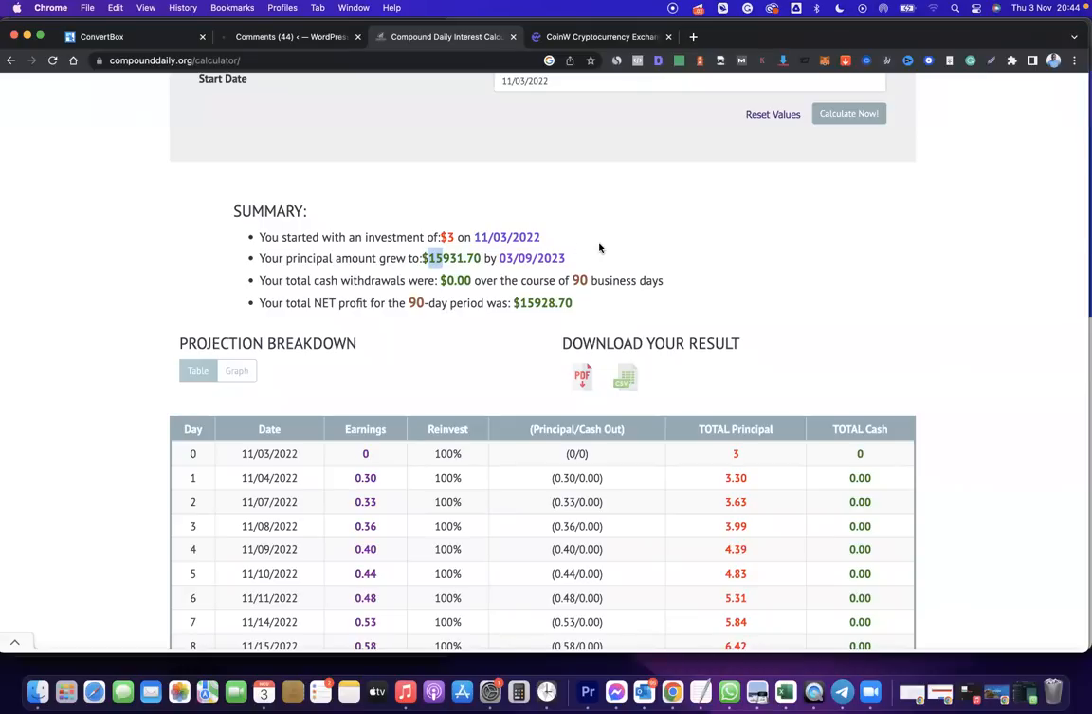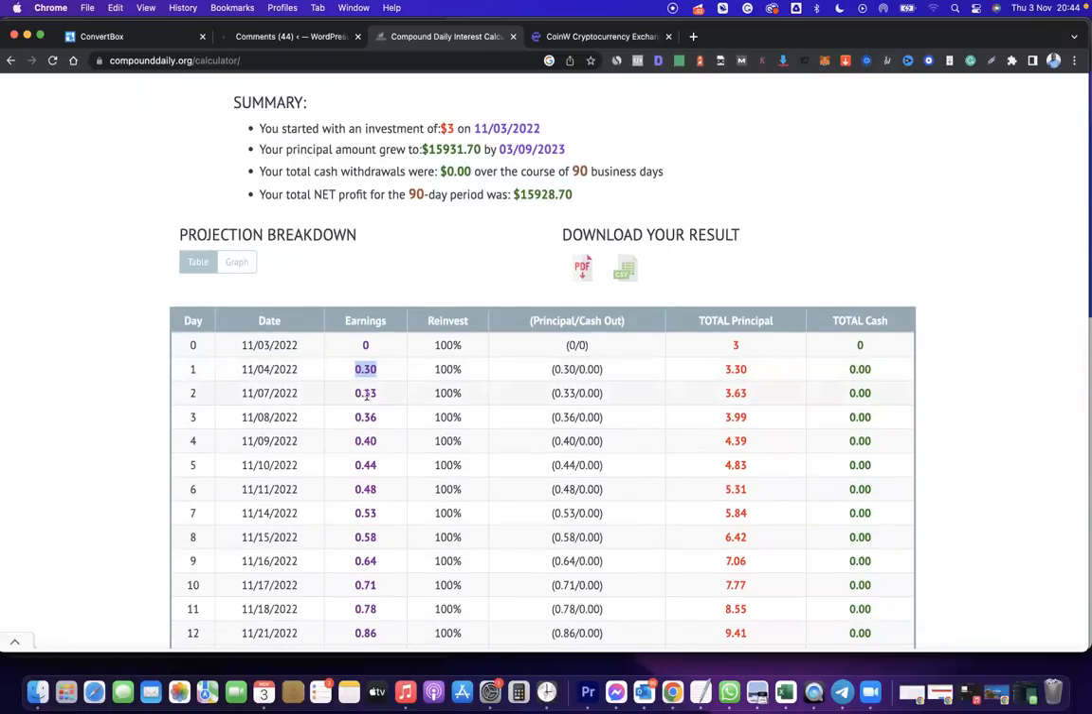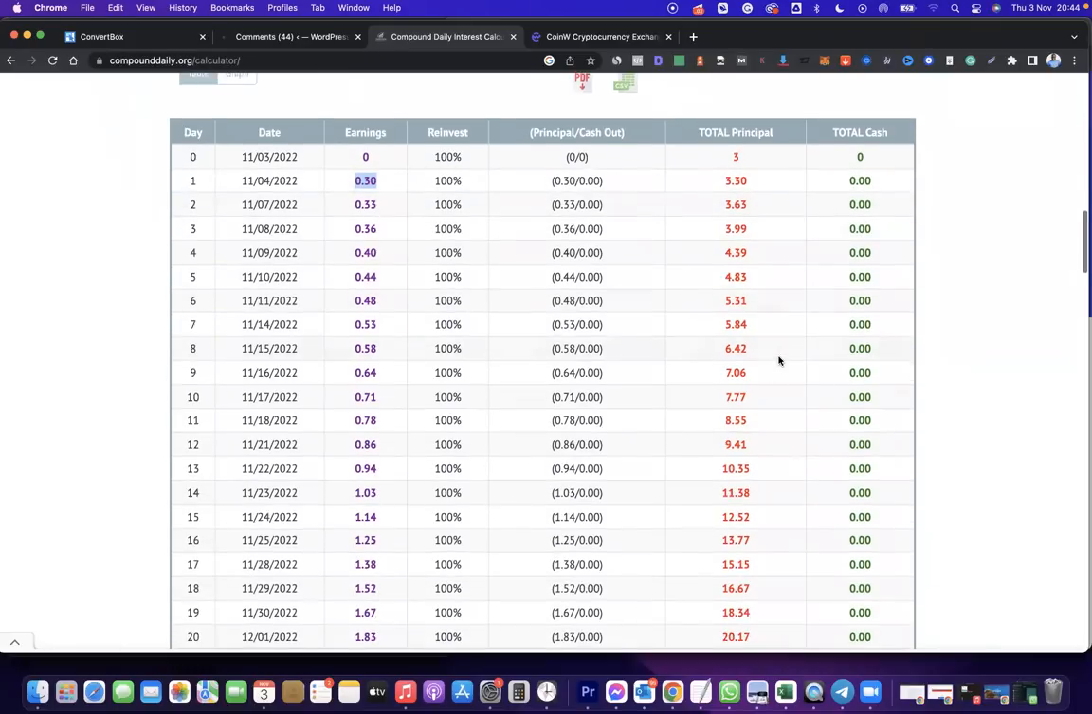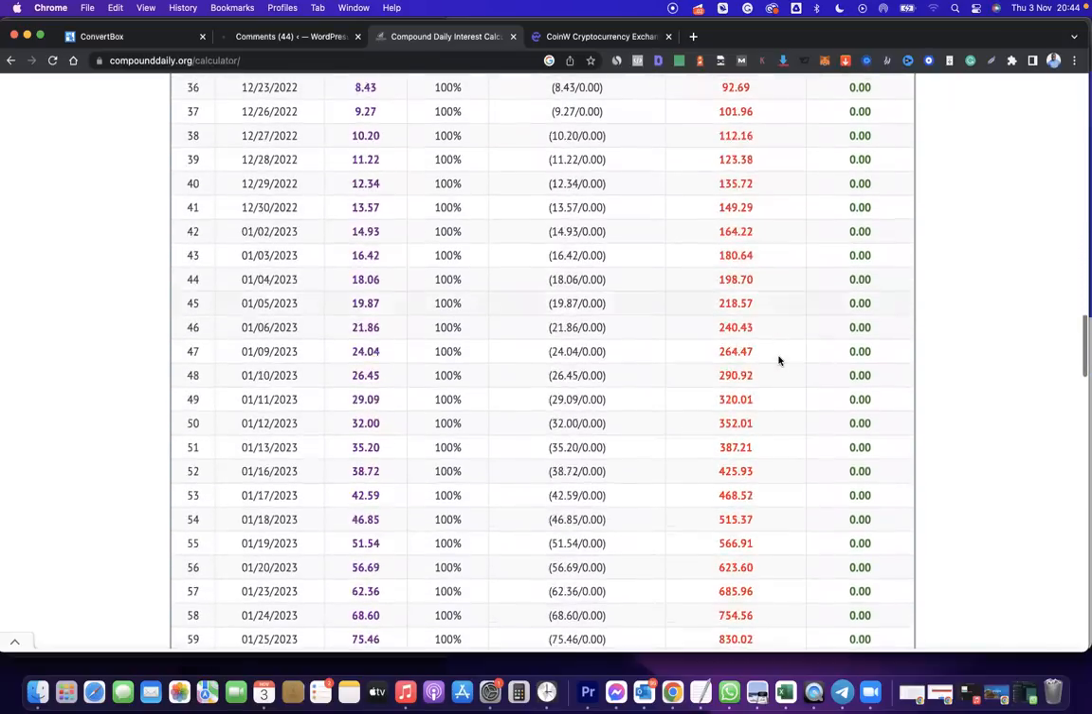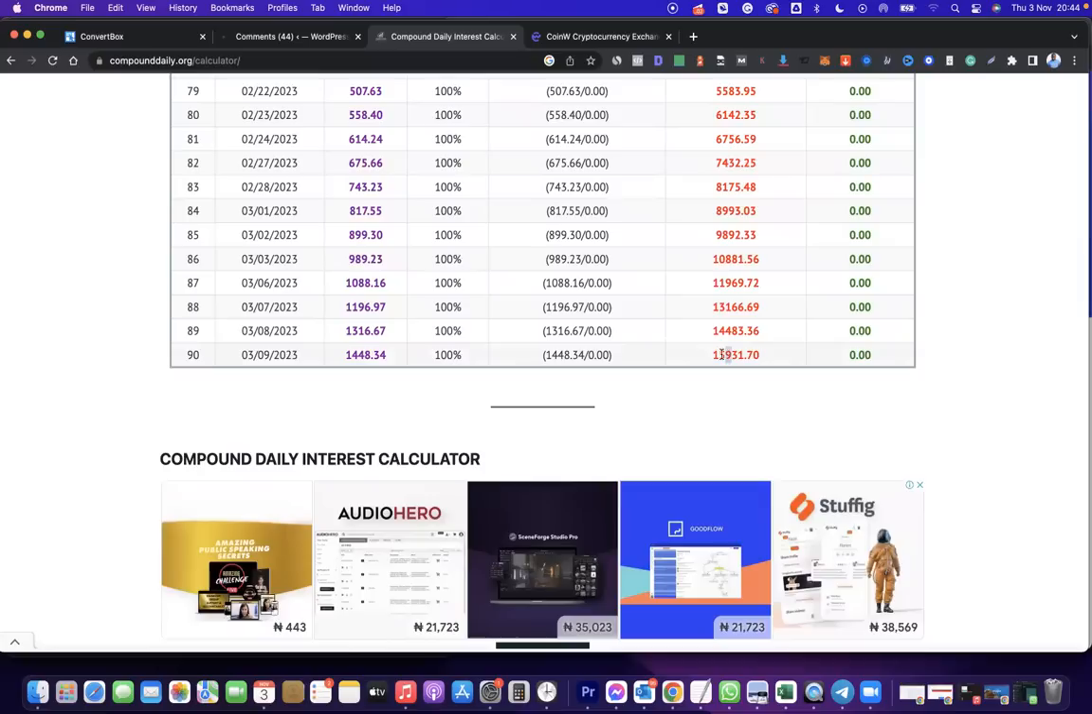So this is just how it works. So this is the calculation here. The first day your profit is going to be 0.30 cents. So when you add it to the $3, you're going to have 3.30. And the next day, you're going to have 0.33, and your total capital is going to be 3.63. And this is how it's going to keep making a profit. And at the end of the 90 days, you would have accumulated over $15,000.